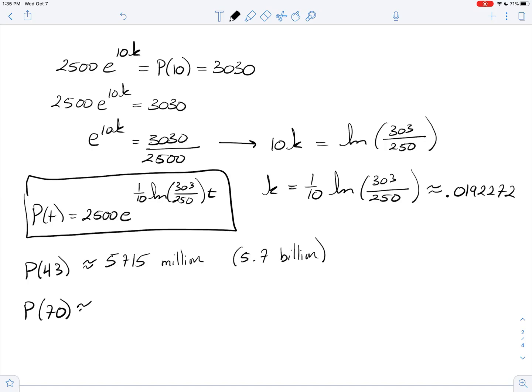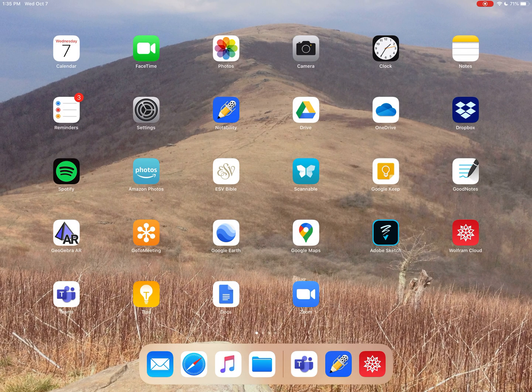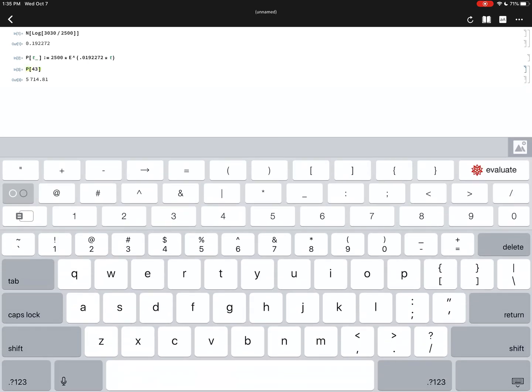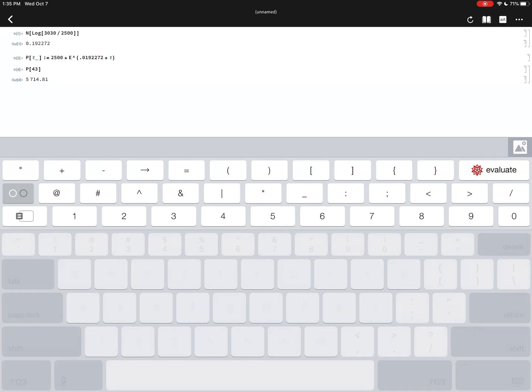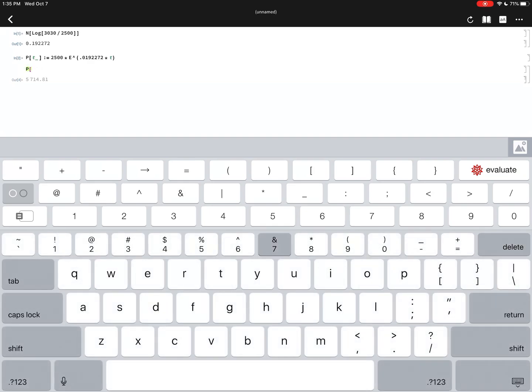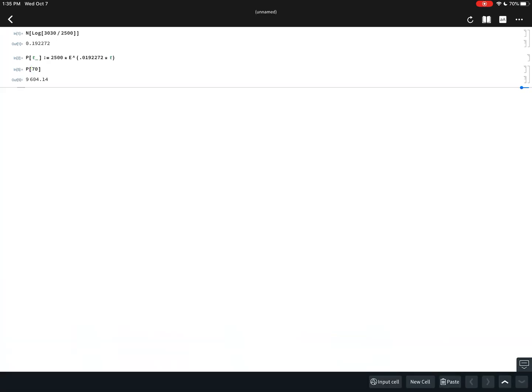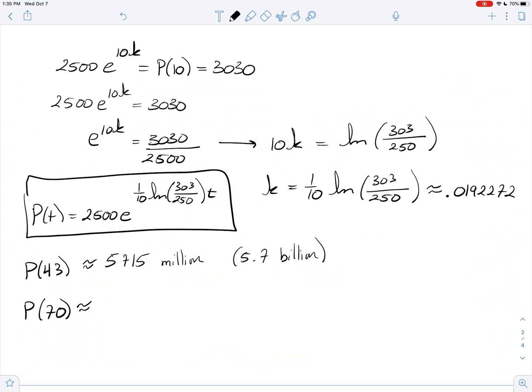And then the population in 2020, we can easily run that now. We can just ask it, instead of 43, to compute P of 70. And I get out 9604 million, or if you want, 9.6 billion. So that's what our model estimates.